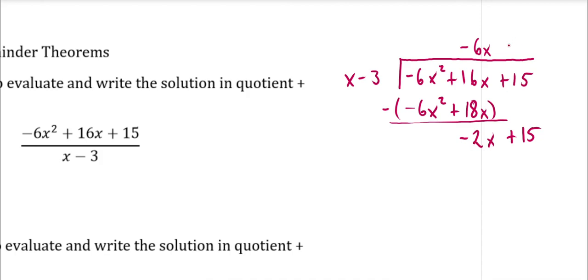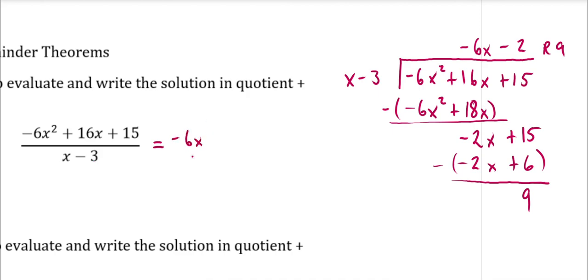X goes into minus 2x minus 2 times. And multiplying this out, we have minus 2x and plus 6. Taking this difference, we wind up with 9, and this then becomes our remainder. We can then reinterpret this rational function as being negative 6x minus 2, a polynomial, plus some remainder, which is 9, divided by the original divisor x minus 3.